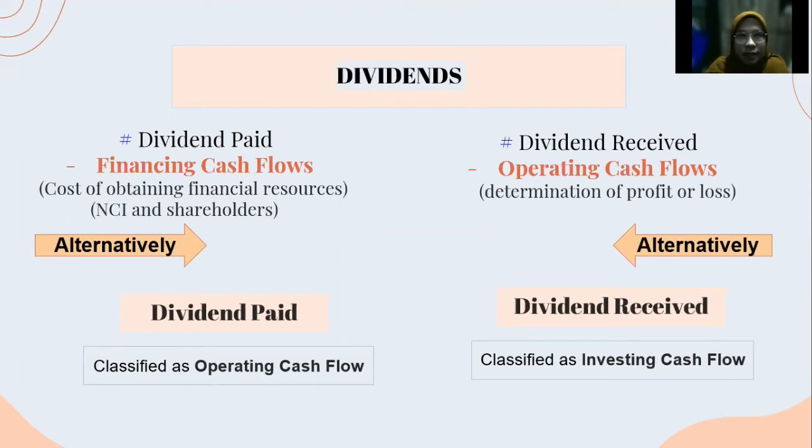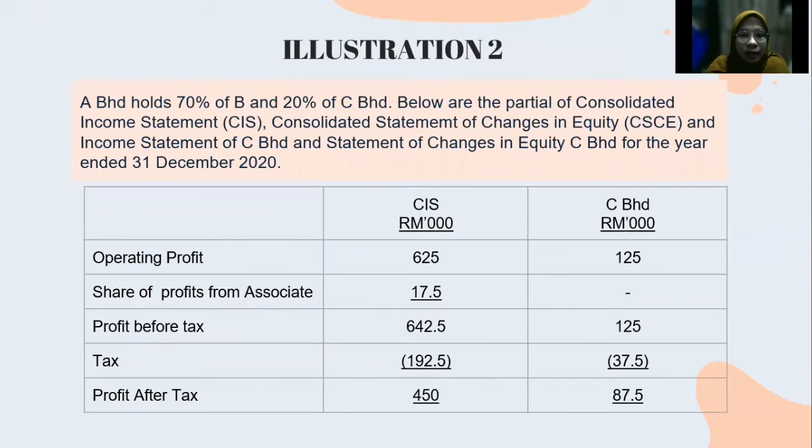For dividend received, as a general rule, dividend received is in operating activities because it enters into the determination of profit or loss. But alternatively, it may be classified as an investing cash flow because it is a return on investment. When you invest in shares or stock, you will receive dividends in return, right? So it will be classified as investing cash flow. And dividends from an associate do not entail an outflow of cash for the group.